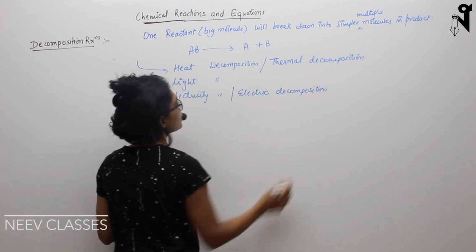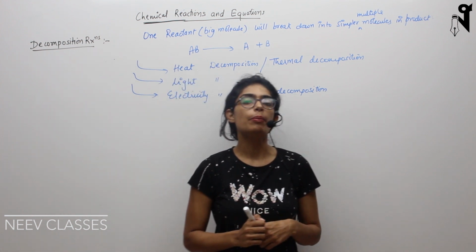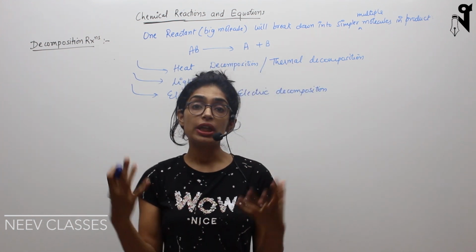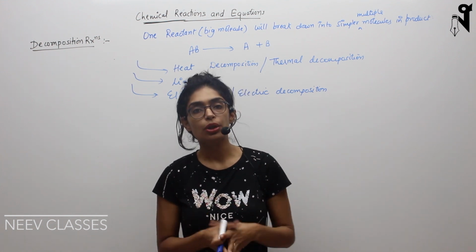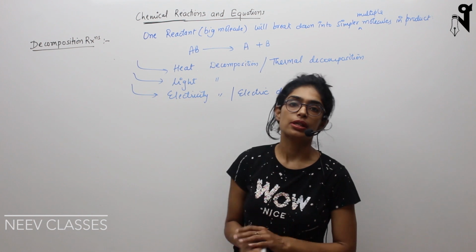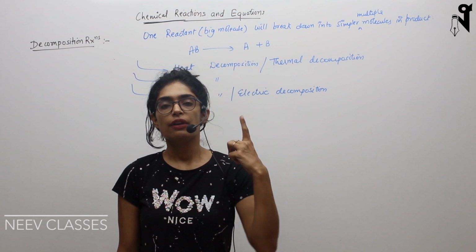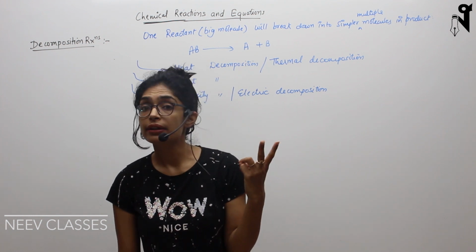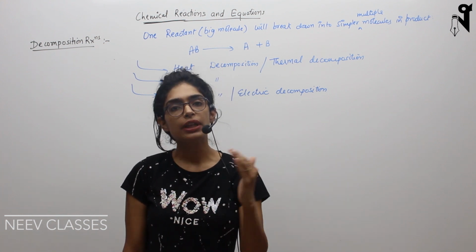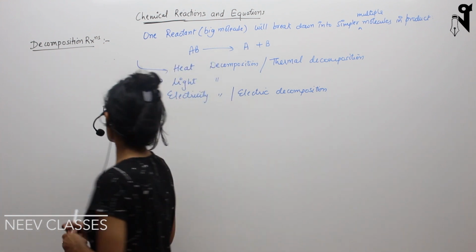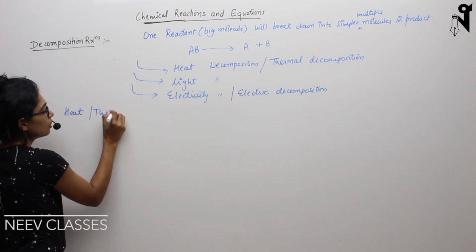So we will be basically discussing all of these three types. All of these energies are basically helping in breaking the bond. So when we talk about heat, heat is helping in breaking the bond among the atoms in the bigger molecule. Same is the case for light, and same is the case for electricity. So basically a decomposition reaction can happen in three conditions: if heat energy is supplied, or light energy is supplied, or electric energy is supplied. And we will see the examples of each case. Okay, so let's first talk about heat decomposition, heat or thermal decomposition.